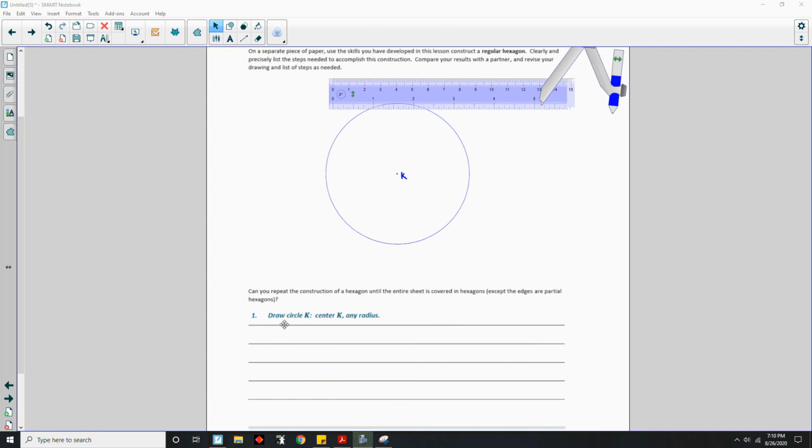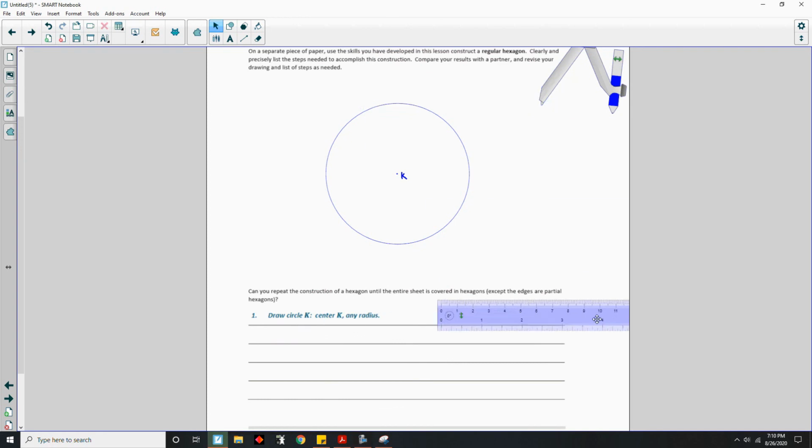Okay, so step 1, draw a circle K, center K, any radius. Well, it can't be any radius, it has to fit on the paper. Okay, so now step 2, pick a point on the circle, label this point A. All right, so pick any point, it doesn't matter where it is. How about right there? And I will call that point A. I want red. So there's A.